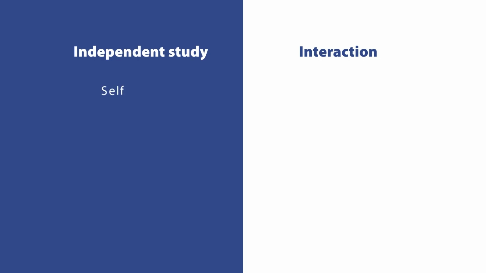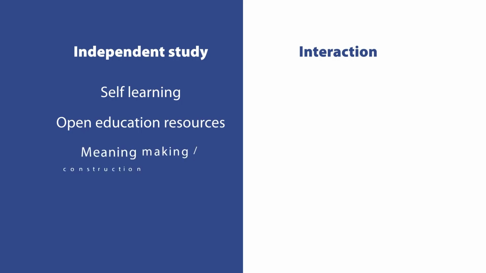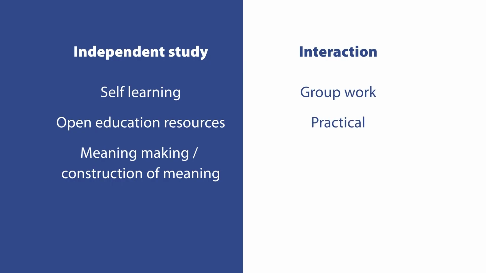Independent study is basically self-study by oneself, maybe these days with the help of open education resources, and making one's own individual interpretation, which is called meaning making, that individual construction of meaning. In interaction, there is group work and practical, and what happens in group work is that we discuss, debate, and we negotiate meaning. We try to understand each other's perspective and sharpen our understanding and meaning of the concept further.